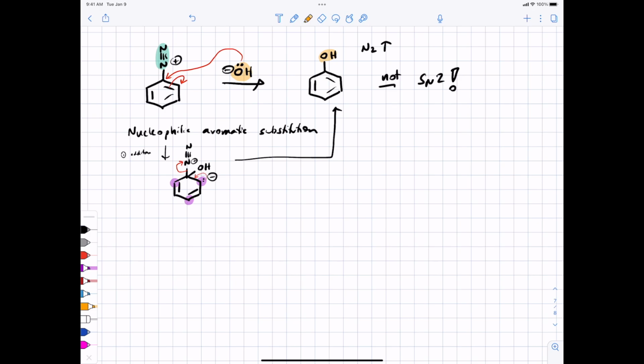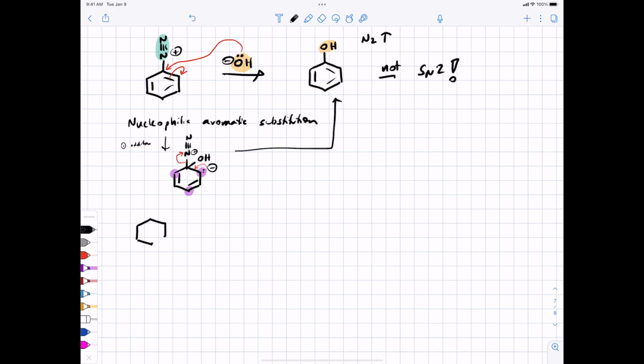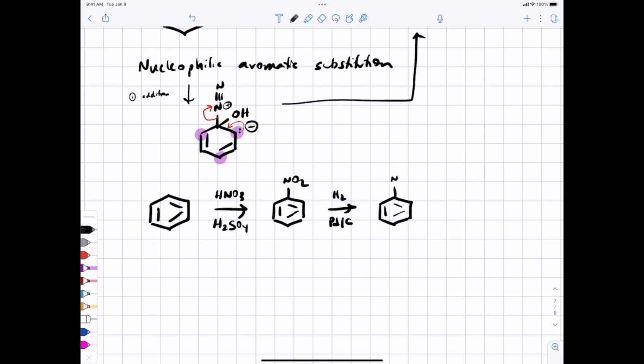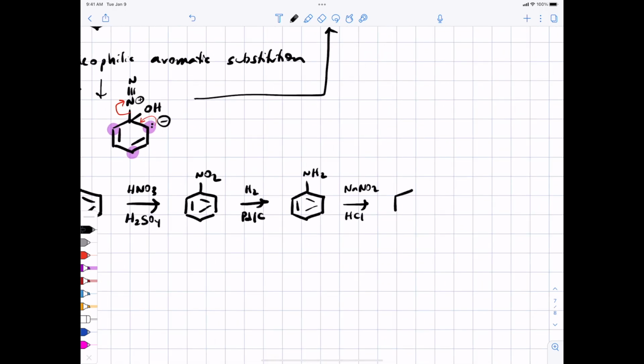Notice how sort of convoluted that reaction series would be. Nobody would actually do this. We would just buy phenol because it is cheap. But if you were required to do this, say on a question where everything had to start from benzene, you'd start with the nitro, you'd reduce to the aniline, you would diazotize, and finally you would introduce your nucleophile to get your phenol.